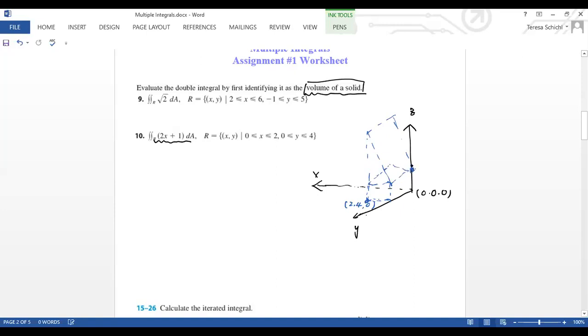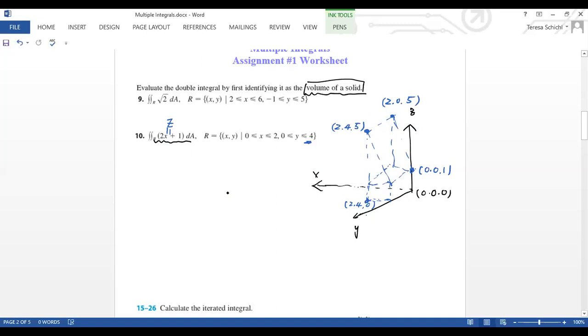Here this is the point 0, 0, 1, because 2x plus 1 is z. So this is 0, 0, 1, and this point is 2, 4, 0. Then this point here will be 2, 4, and 5, because 2 times 2 plus 1 is 5. This is the y-axis, which is 4 at the end point. And this endpoint here will be 2, 0, and 5.